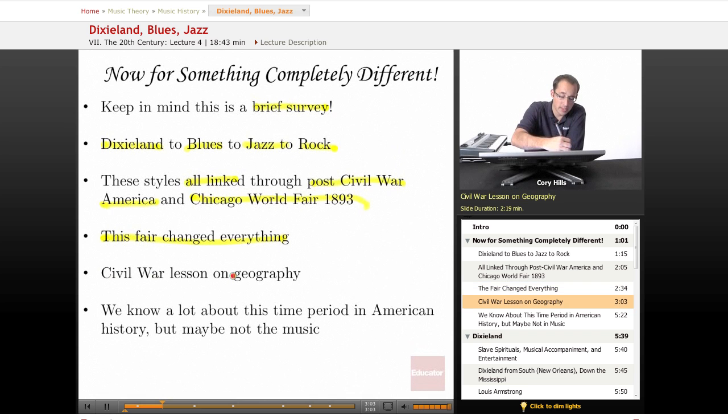So let's get a little Civil War lesson here on geography. And of course, the Civil War is something that most of us know a lot about in regards to American history, but maybe not the music. So at the end of the Civil War, when the war was technically over and slaves were freed, the whole dynamic in the South was supposed to have changed, but it didn't really. And we know that through the civil rights movement of the 1960s, in the 20th century.